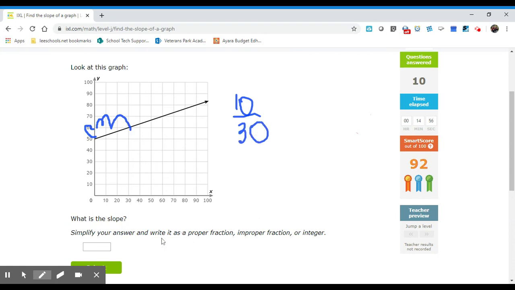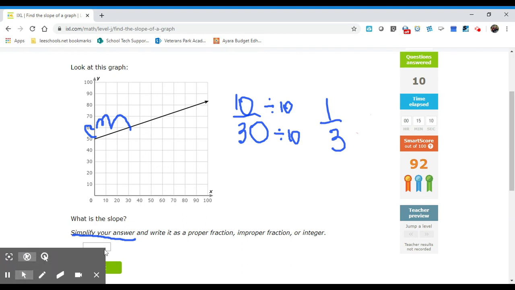Now, if I put that in as 10 over 30, it's going to be wrong because it says simplify your answer. So I know I need to simplify this down by dividing by 10. So my final answer is going to be 1/3.